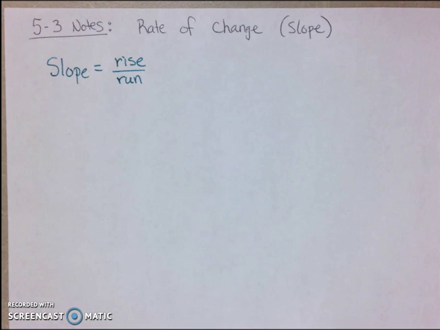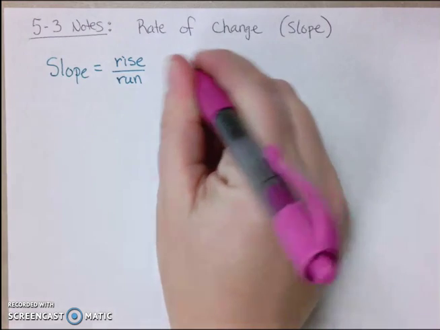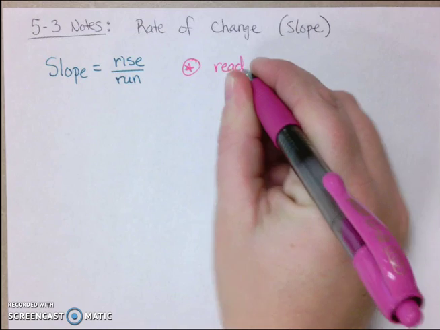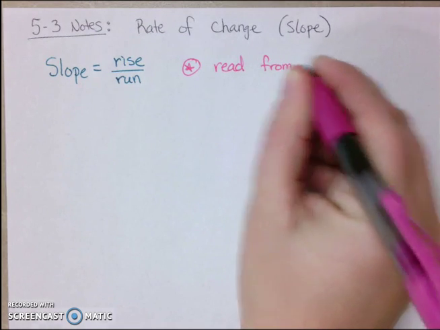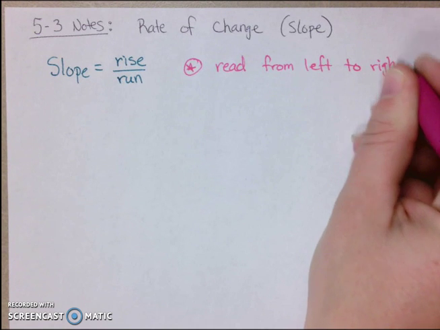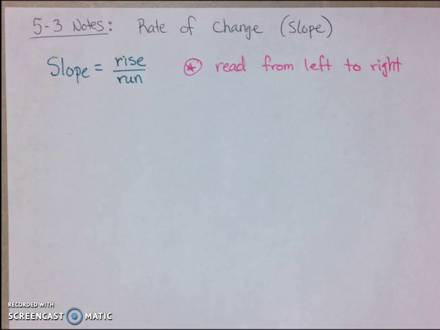Now what's super important, so I'm going to star it and circle it because it's really important, is we always have to read the graph, read our line from left to right, just like we read a book. So that's really important to note in your notes there, that we must read it from left to right.